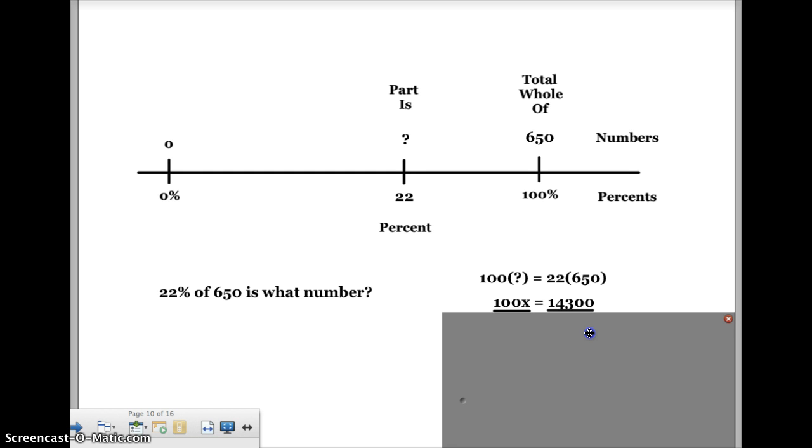Then I can divide both sides by 100, which I show there. And then my answer is going to be x is equal to 143. So these are the types of problems you're going to have today. Hopefully this video helps you out, and hopefully you'll be able to do them. So if you have any questions, make sure you ask me as you're working, and I'll be walking around trying to help you with the problems.